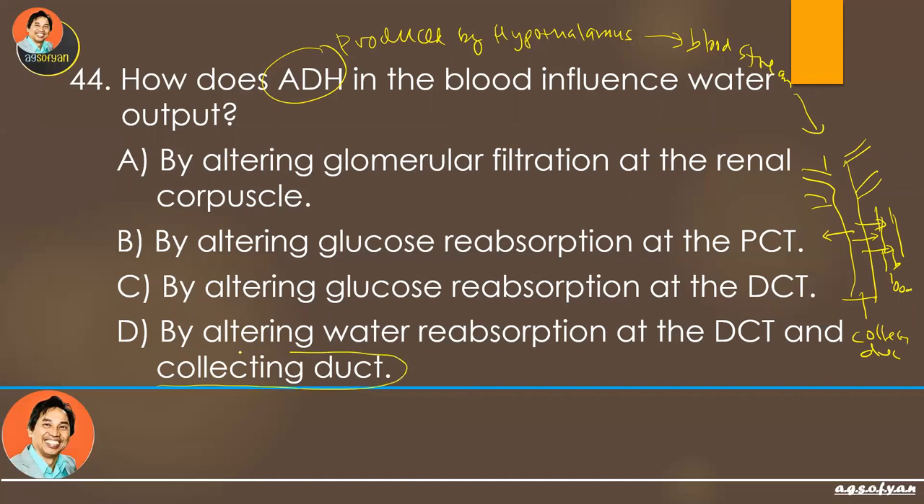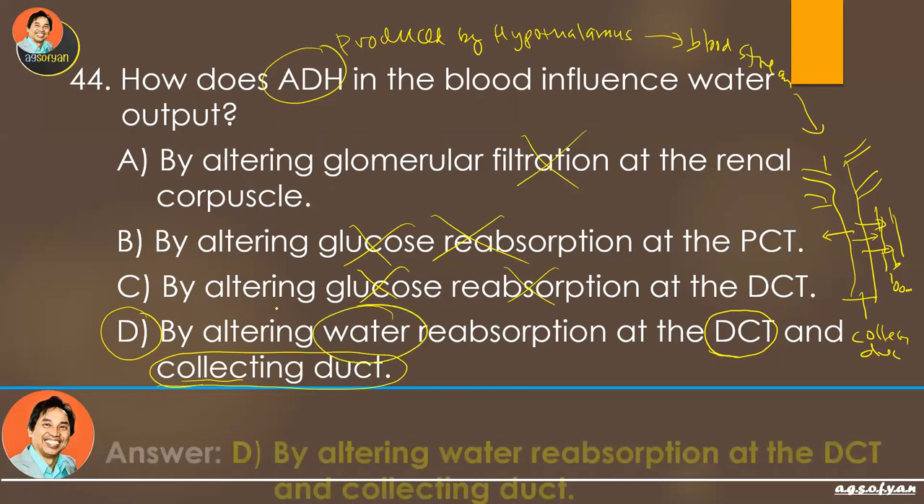So this one, our collecting duct, and there is also some coming from the distal tubule. So this one will be the answer. ADH increases water reabsorption in the collecting duct. It is not increased filtration. It is not reabsorption of glucose. It is water. Okay? Water reabsorption in the collecting duct.